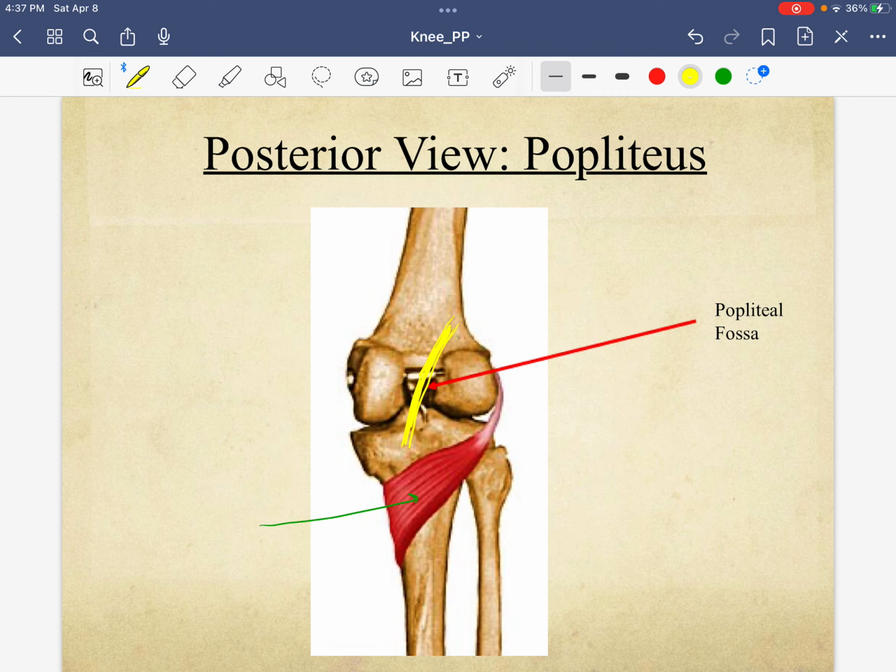I'm just checking my notes to make sure I'm asking you what I want you to know. So just be able to identify these anatomical structures. The opening on the posterior side between the femoral condyles is the popliteal fossa.